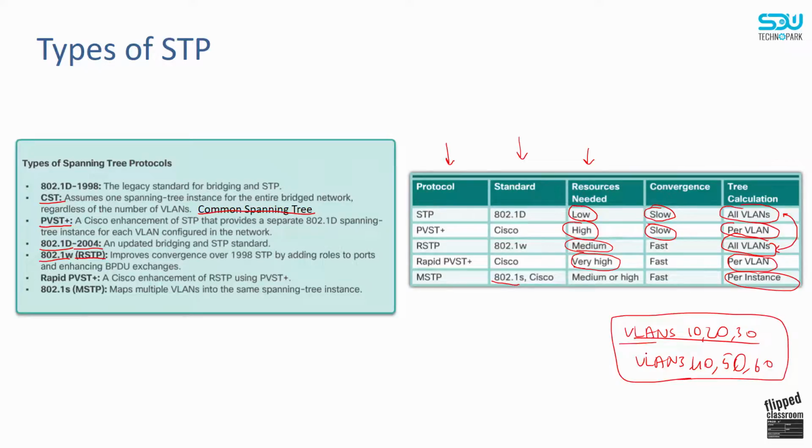In comparison, in PVST you create a different table for VLAN 10, another table for VLAN 20, and another table for VLAN 30, and so on. It can create many more tables due to the fact that this protocol is calculating per VLAN, not for sets of VLANs.